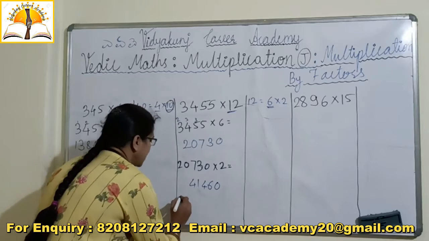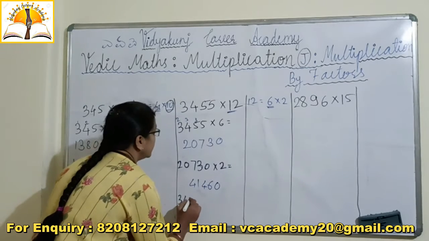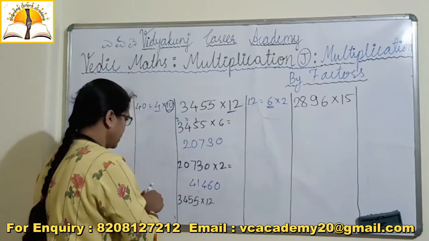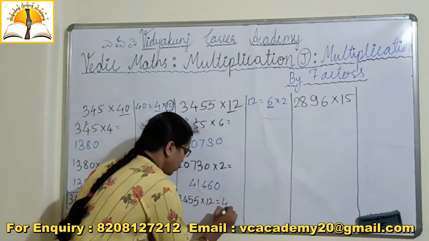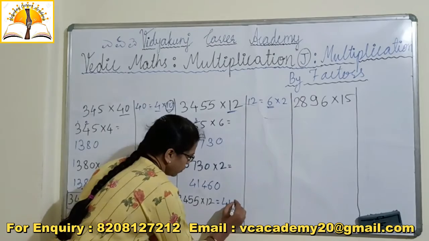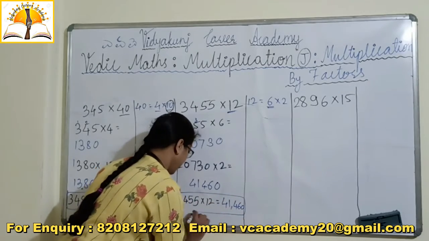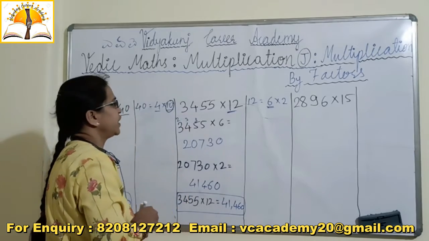What is its answer? I will write in this way, then you will understand. Its answer will be 41,460. Okay, next one.